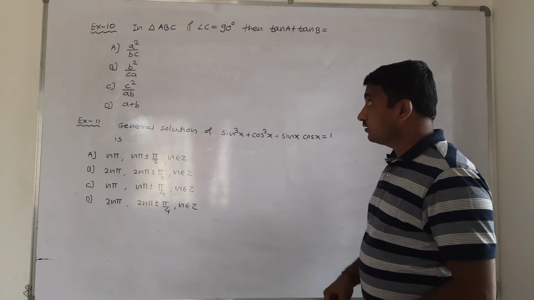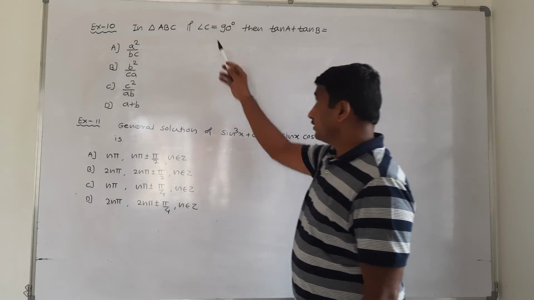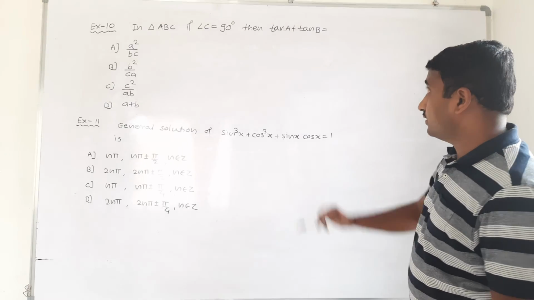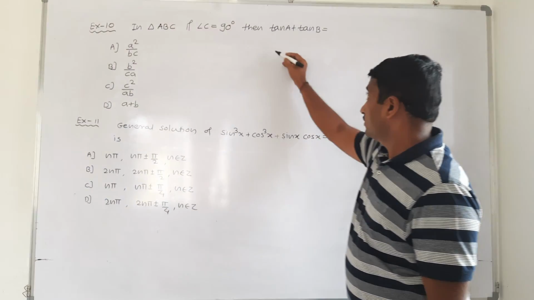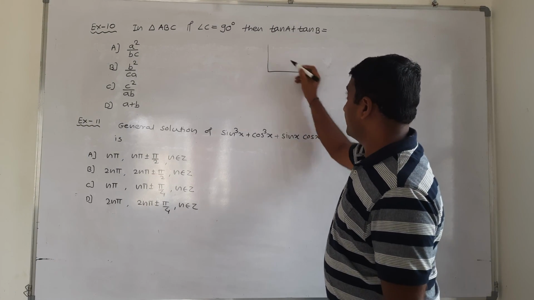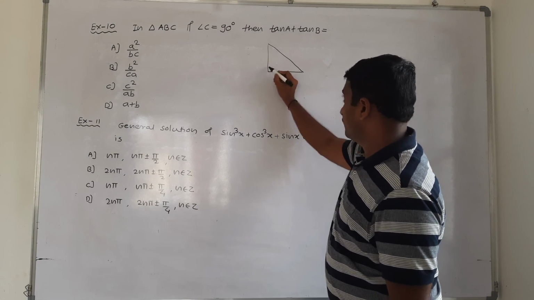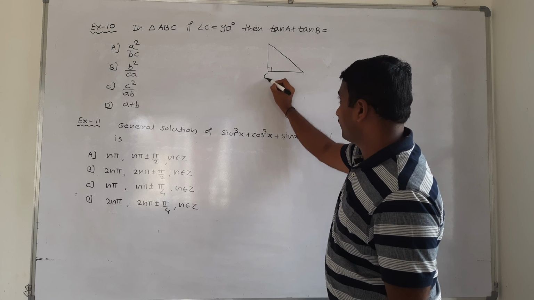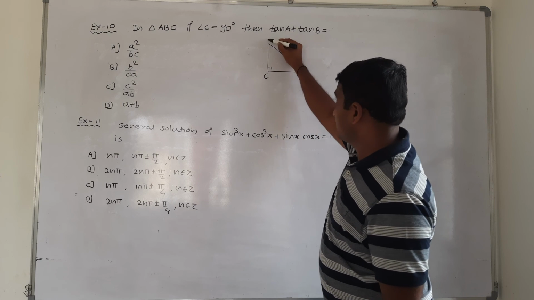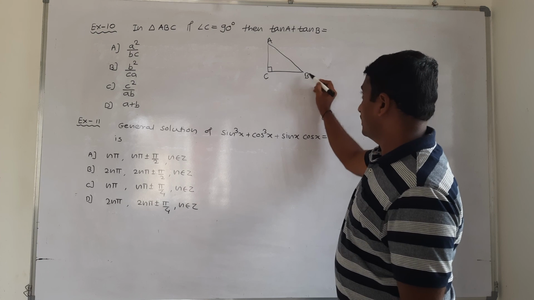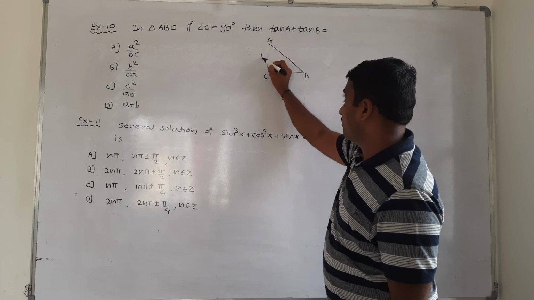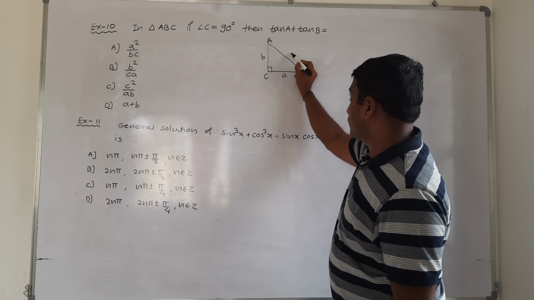Next example. In triangle ABC, if angle C is equal to 90 degrees, then tan A + tan B is equal to? What is given? Angle C is equal to 90 degrees. Suppose here is angle C, therefore 90, and here is A and here is B. Then the sides are small b, small a, and this is small c.